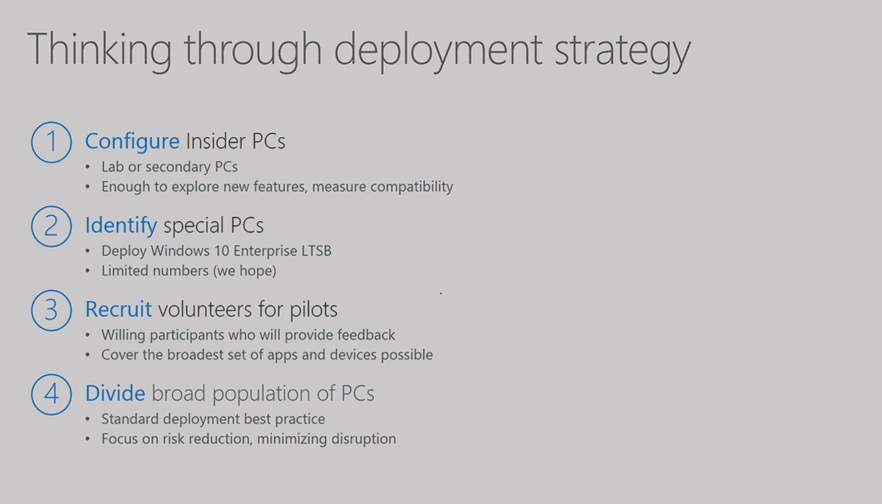But then we need to work on the piloting side. We need to recruit volunteers who will cover the broadest range of applications and devices that are out there. So it's not going to be 200 people from one department. It's going to be 20 people from here, 20 people from there, 20 people from there, just so that we get coverage of the broadest set of apps. Once we get through that pilot process, now we'll do broad deployment, but the emphasis shifts. We've already covered the broadest set of applications. Now we just want to make sure that we reduce our risk as much as possible to make sure that we continue to service the business well.